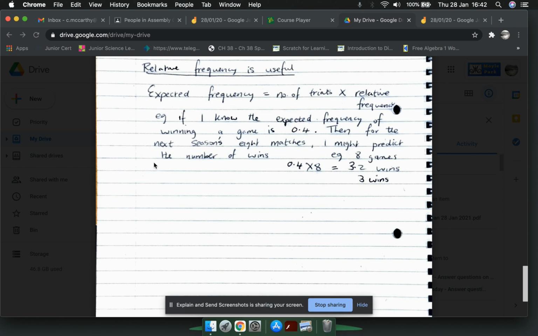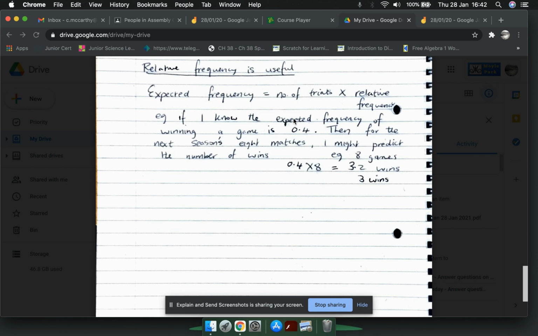So let's put that in context. Let's imagine that we have a soccer player. His relative frequency of winning a game has been 0.4. In the last season, his relative frequency of winning games was 0.4, or 40% of games he won.